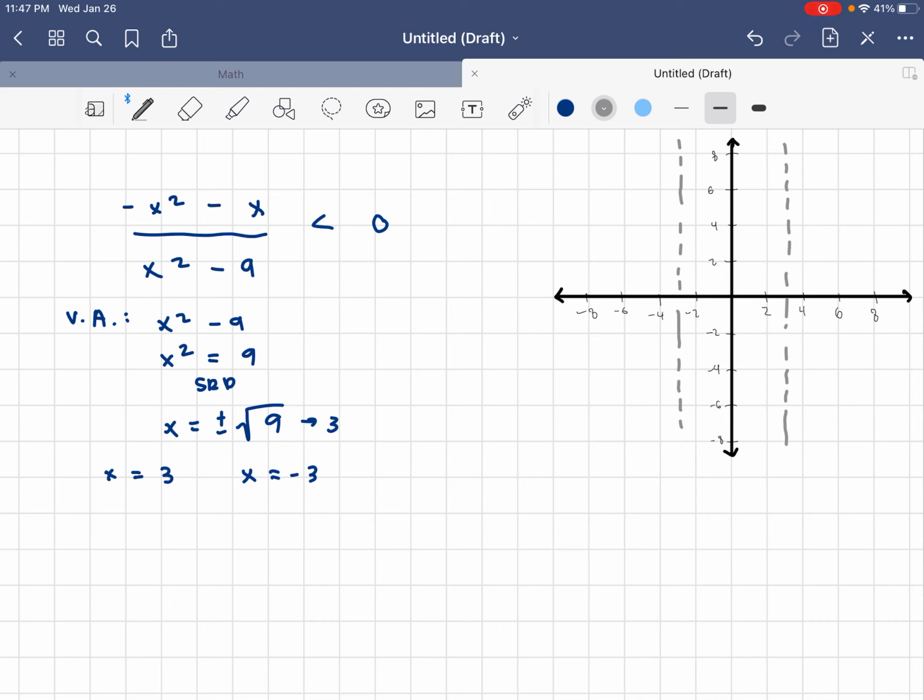Okay. Now let's find our horizontal asymptote. Okay, so the degree is the same, so we take the coefficient of the numerator and the coefficient of the denominator, that gives us negative 1. So we're going to draw negative 1. Okay, and now we're going to do our x-intercept, which is solving for the top.